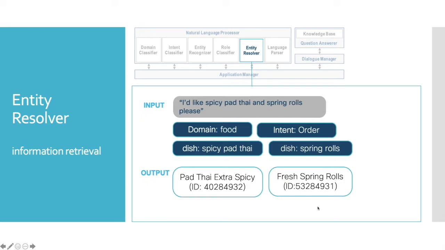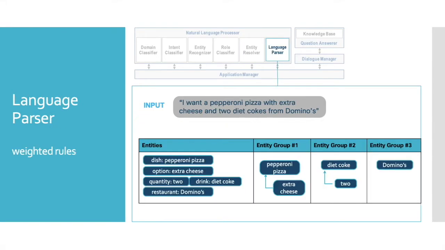And this is really useful to have the canonical forms because they can then be used to make an API call or to make some follow-up requests. And finally, we have the language parser. This model will group together entities which are related to each other.